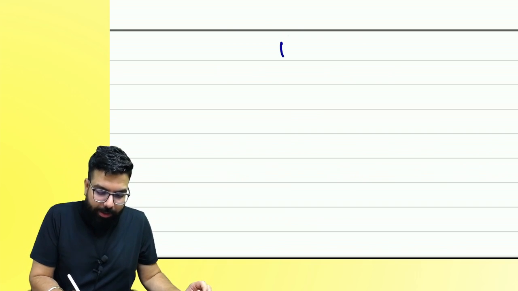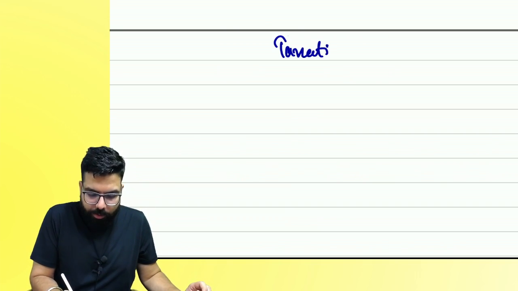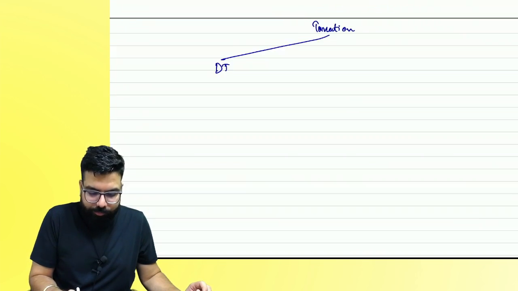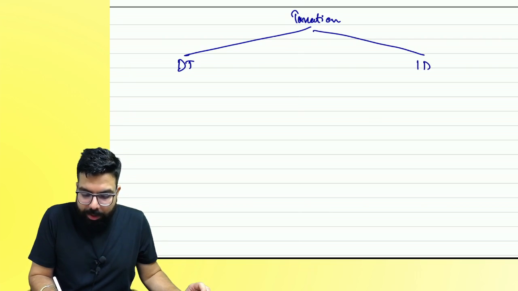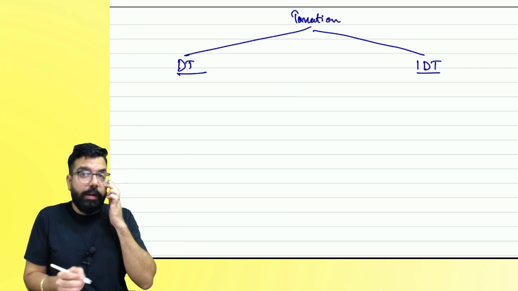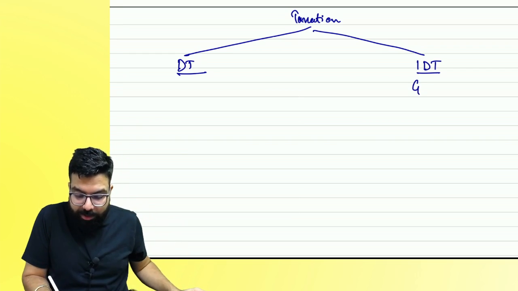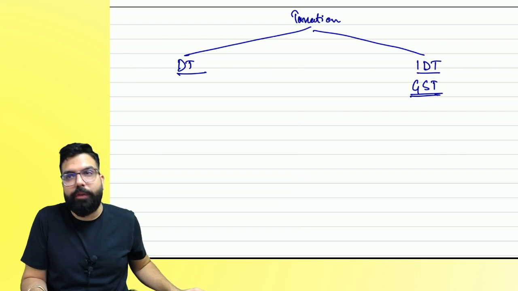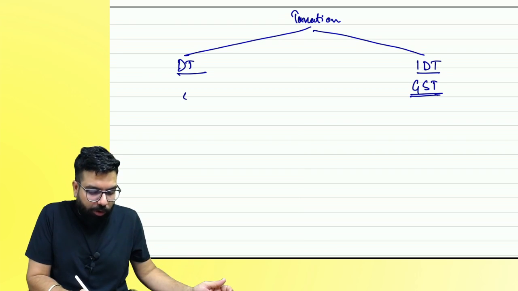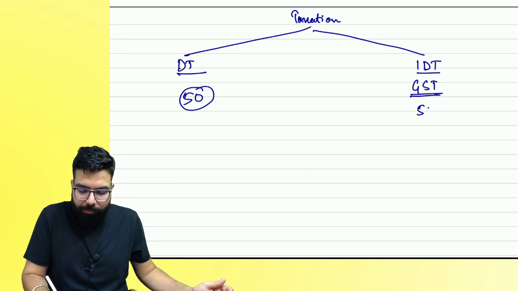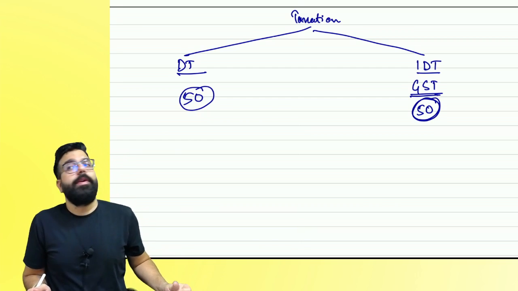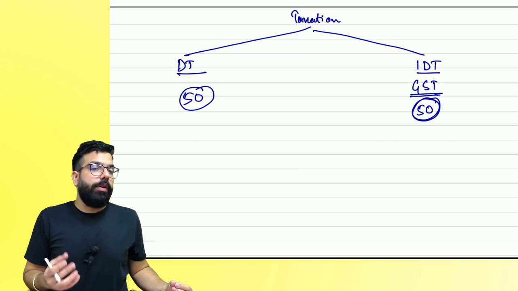If I tell you taxation, there are two types of taxation which we are going to learn. One is direct tax. One is indirect tax. Earlier, indirect tax, which is basically your GST, used to come only for 40 marks, but now with the new syllabus coming in, this also comes for 50 marks and this also comes for 50 marks. That is nothing, sir. 50 marks it will come. Now how are we going to tackle these 50 marks?